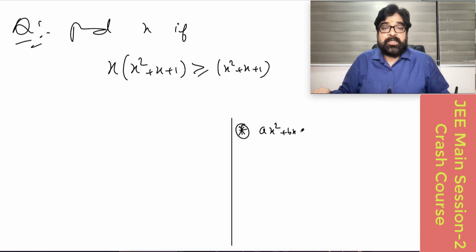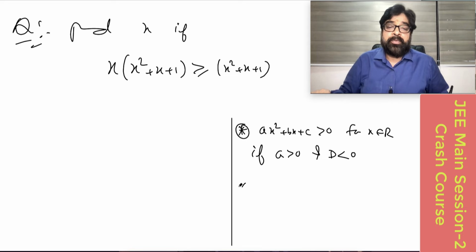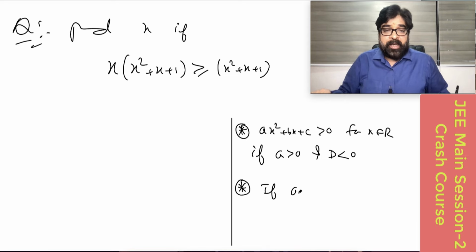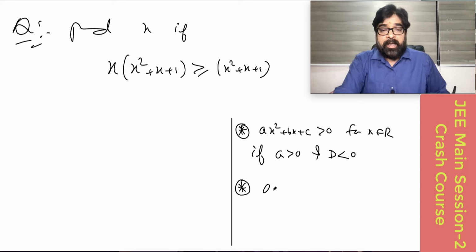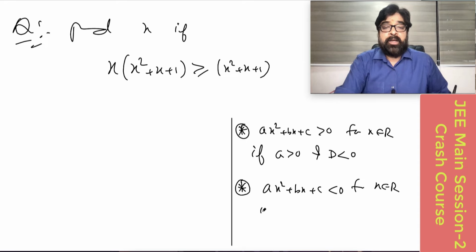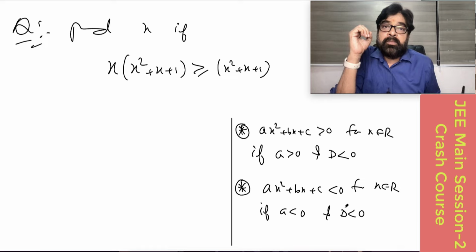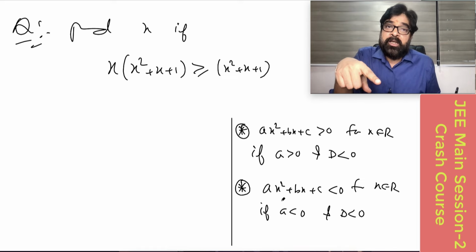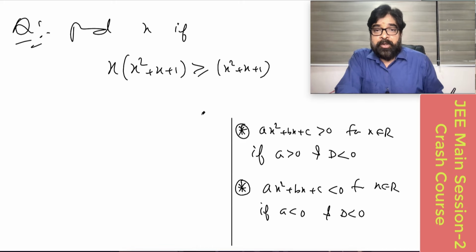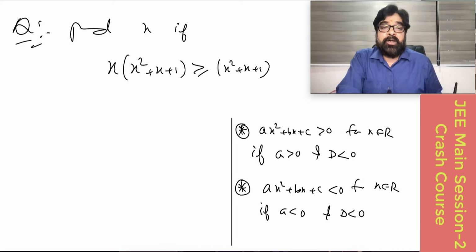Always remember, ax square plus bx plus c is greater than 0 for x belonging to real numbers if a is greater than 0 and D is less than 0, as well as ax square plus bx plus c will be less than 0 for x belonging to real numbers if a is less than 0 and D is less than 0. Even in sleeping mode you should remember this. This is the quadratic expression. In our schedule, there is a quadratic chapter where you will understand why I am saying this. But these two points should always be there.